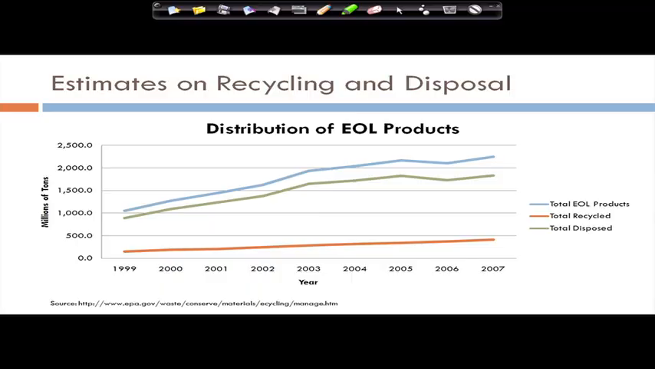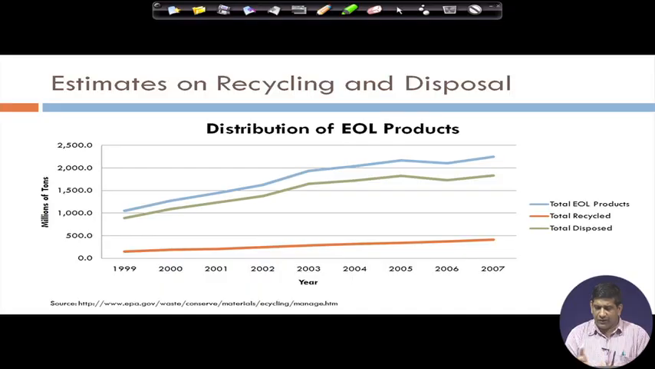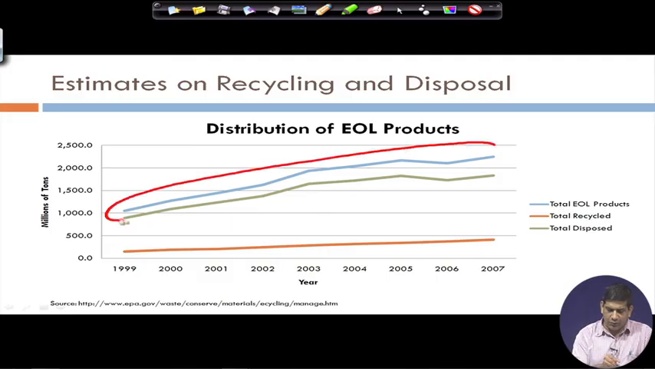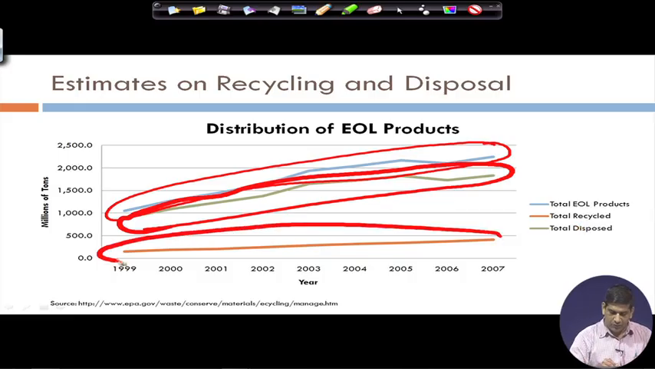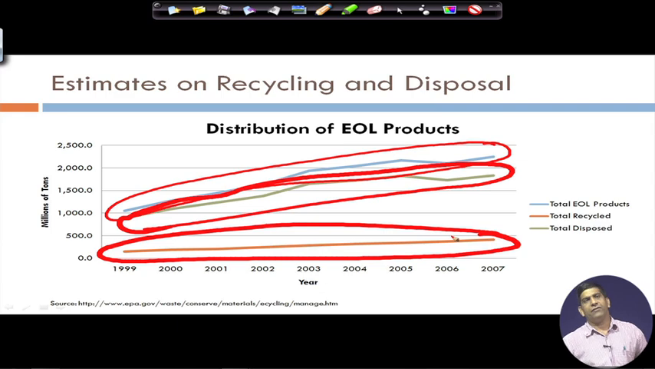So estimation on recycling and disposal, if you look at the distribution of end of life products, out of total end of life, which is the blue line. So this is the total blue line and this is a US figure, I think. So the green is the total disposed. Green shows that most of it was disposed, and total recycled is what we see at the bottom over here. So recycling is very, very low.